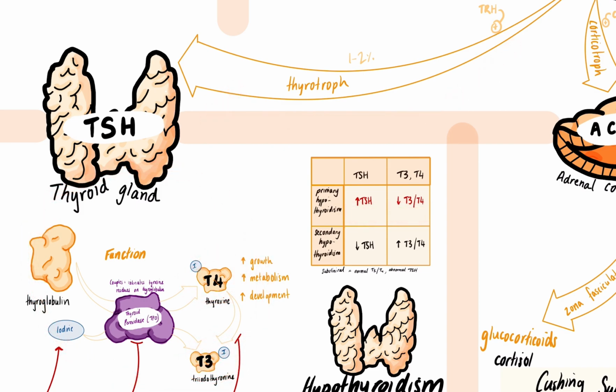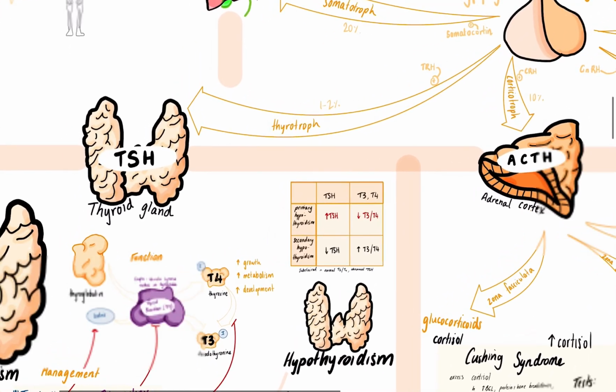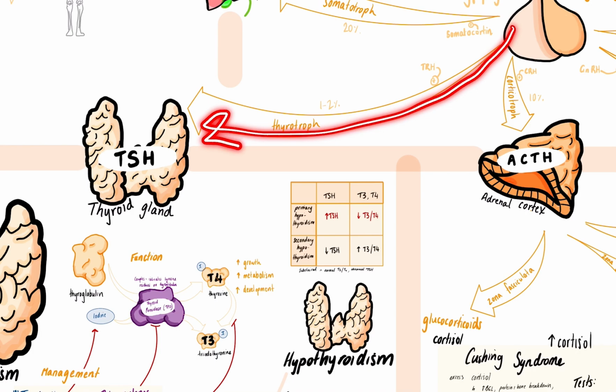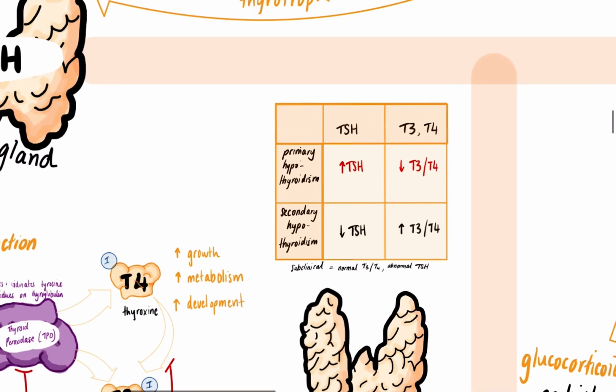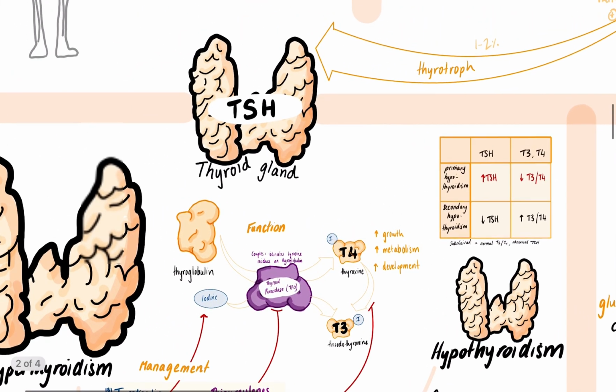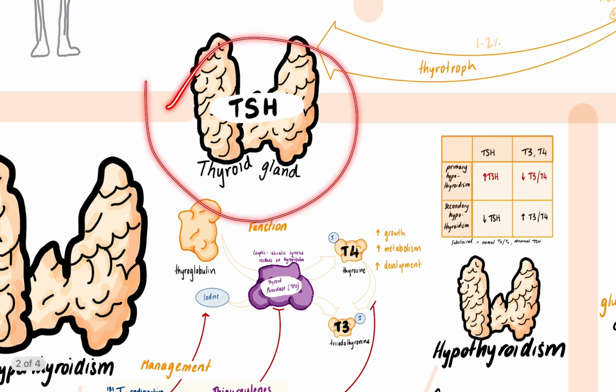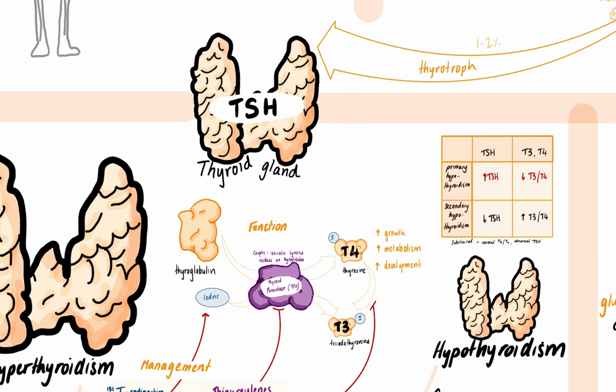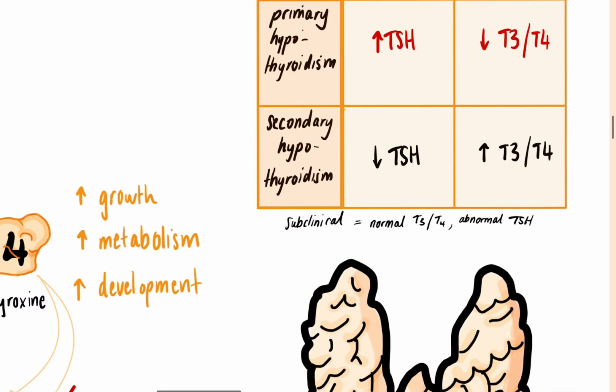because we have TSH constantly stimulating the thyroid gland, but the thyroid gland itself is unable to produce T3 and T4. However, in secondary hypothyroidism, this is caused by a reduction in the pituitary gland's ability to secrete TSH. So we're going to see a decreased TSH despite an increase in T3 and T4. So the thyroid gland is still able to produce these hormones, but it's a problem with the pituitary gland not being able to produce thyroid-stimulating hormone.